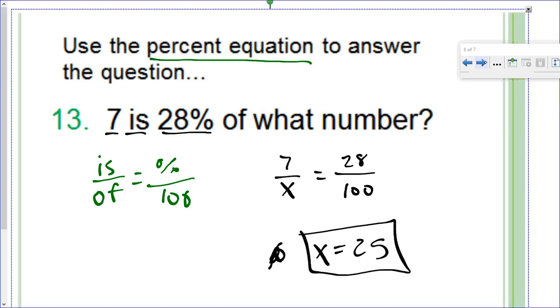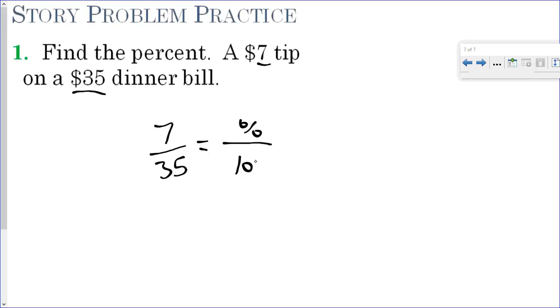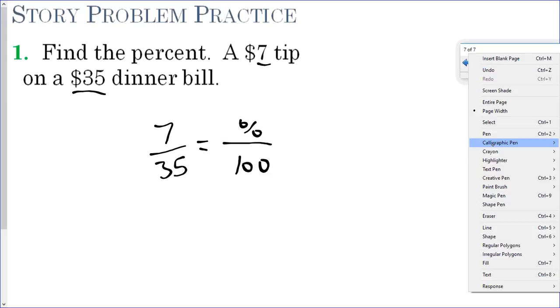All right, finally, one last question before we're all done, and I'll turn you loose on your homework. You're supposed to find the percent. If I leave a $7 tip on a $35 dinner bill, when they bring the check back to me, it's $35. I leave a $7 tip. Is that a good tip? Well, let's check it out. 7 out of 35 is going to be what percent out of 100? That's the quick, simple, easy way to do it.